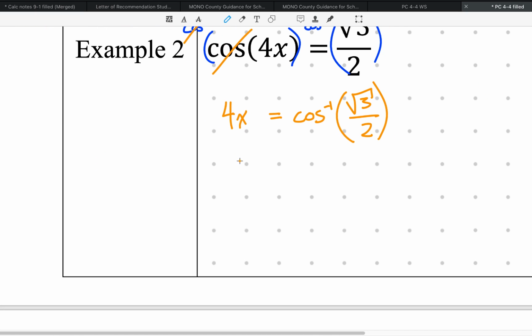Our new equation down here is 4x is equal to pi over 6, but we're not done. Why? Quiet raise hand. What did we forget? I see 1 hand, 2 hands, 3 hands, 4 hands. Emily.